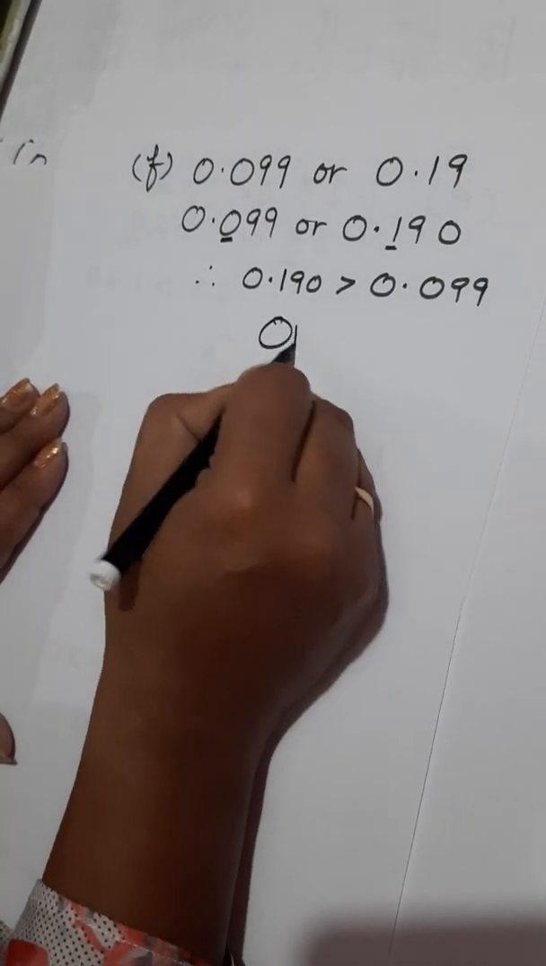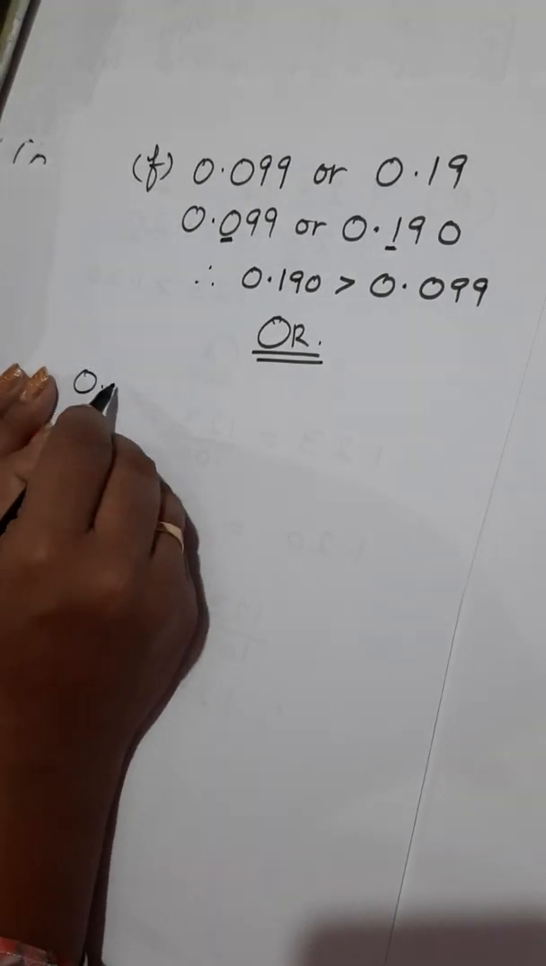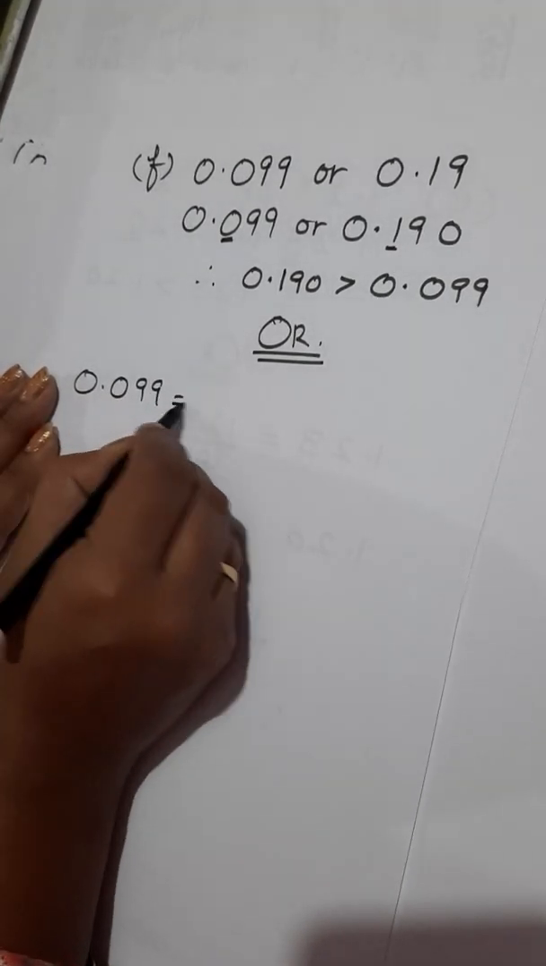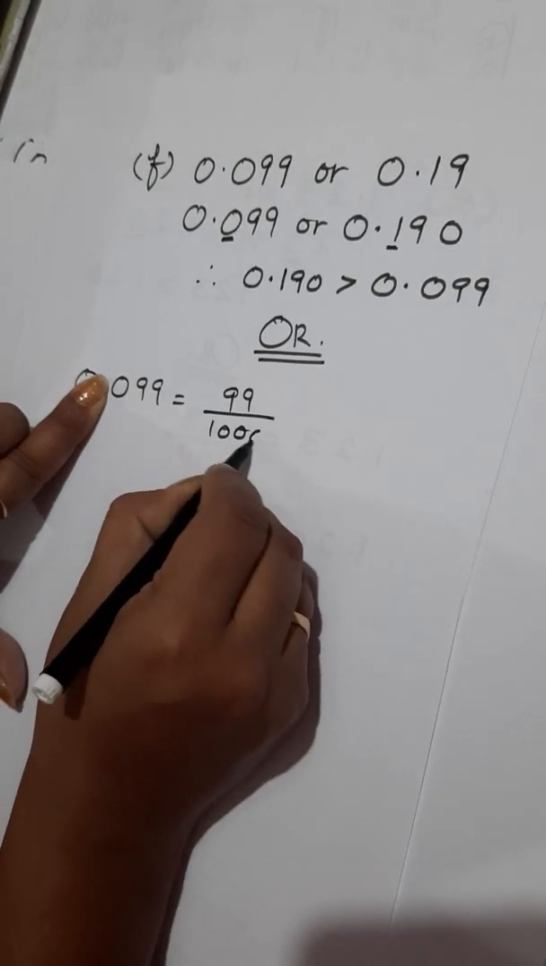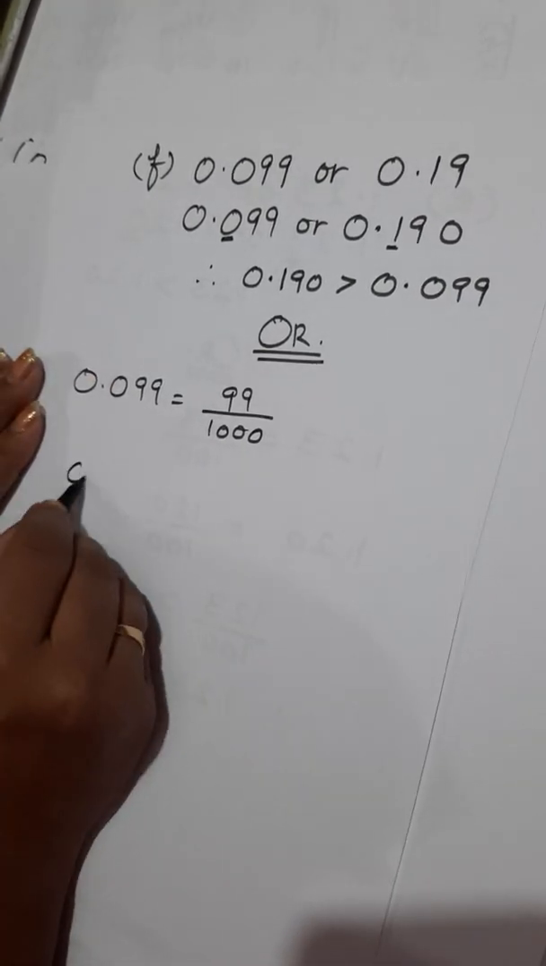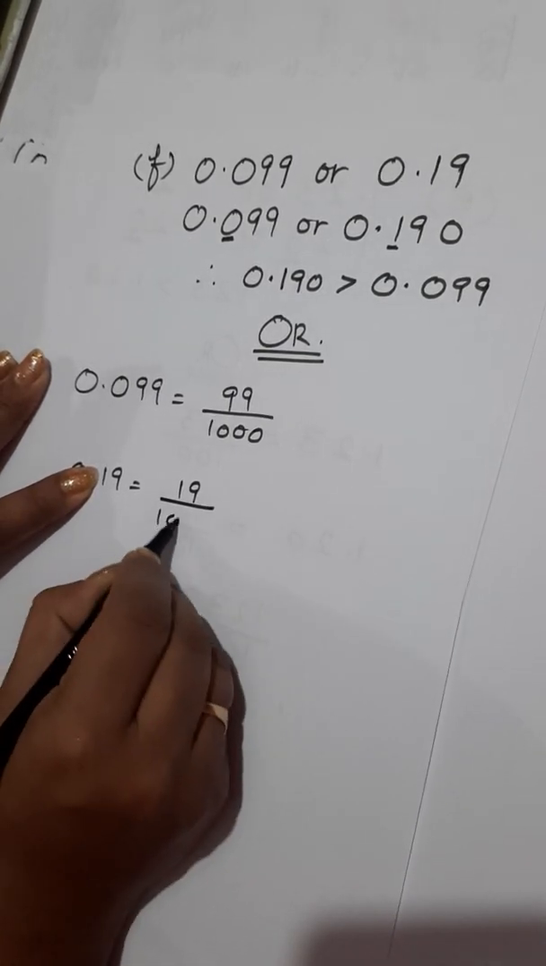0.099. Then the second method you can solve like this, 0.099. If you remove the decimal, you will get 99 upon 1000. The next I have 0.19. If I remove the decimal, I will get 19 upon 100.